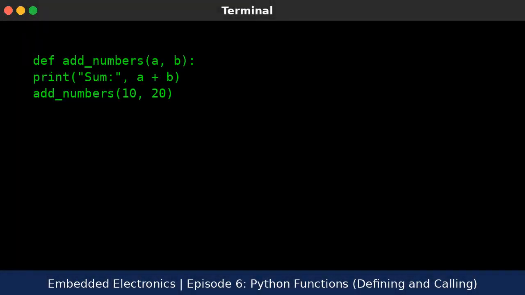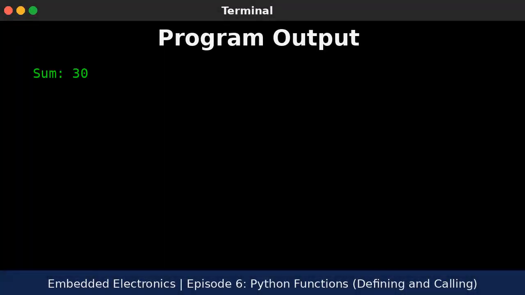Here add_numbers accepts 2 parameters and prints their sum when called with arguments 10 and 20. The output of example 2, function with parameters is as follows. Sum, 30.